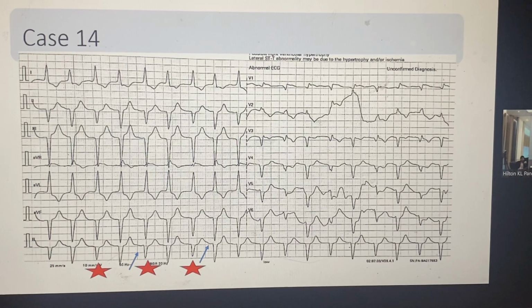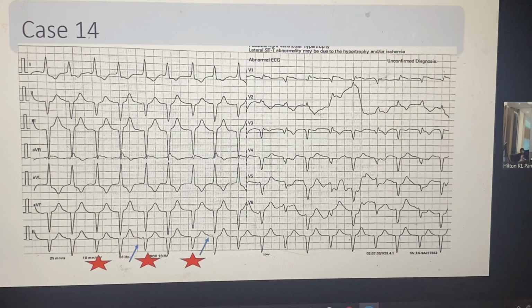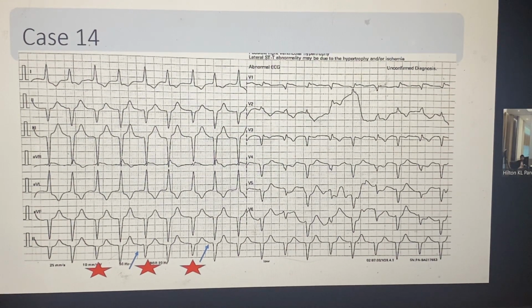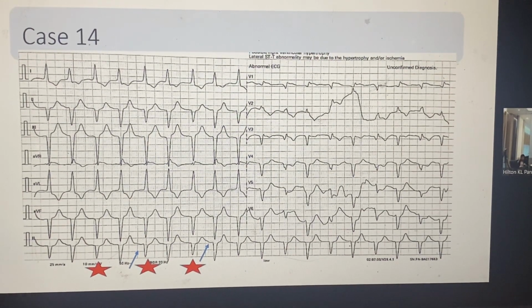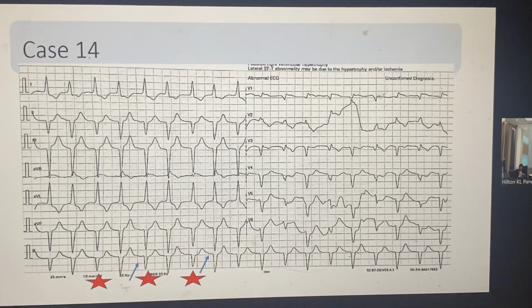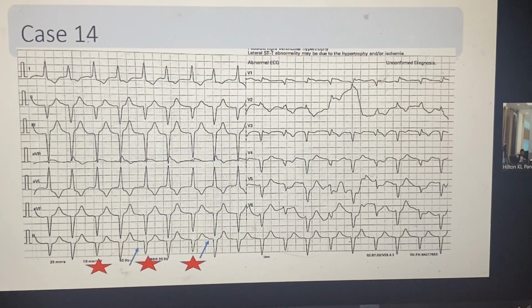The second thing is about AIVR. I assume AIVR is accelerated idioventricular rhythm. Accelerated idioventricular rhythm is used when you have a ventricular rhythm, and you divide it into a few categories: ventricular escape, accelerated idioventricular rhythm, and ventricular tachycardia, all rate based.